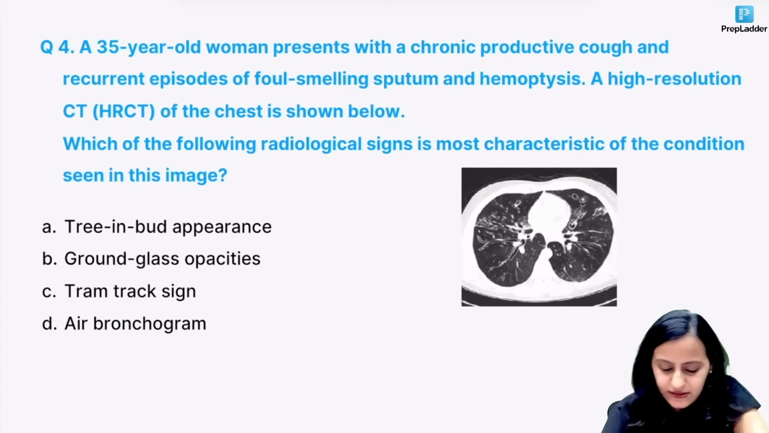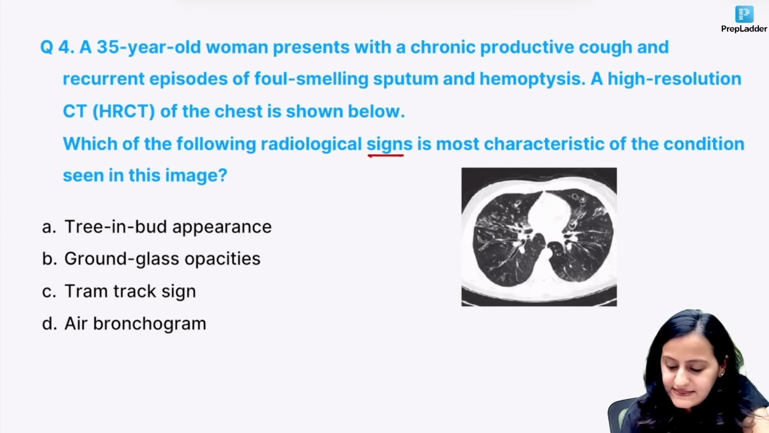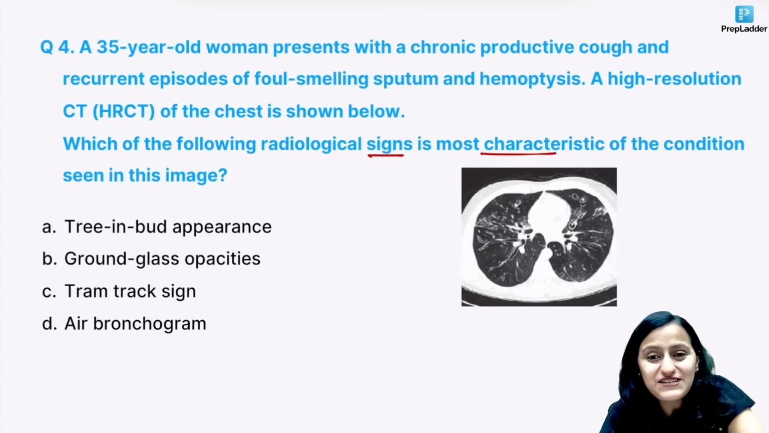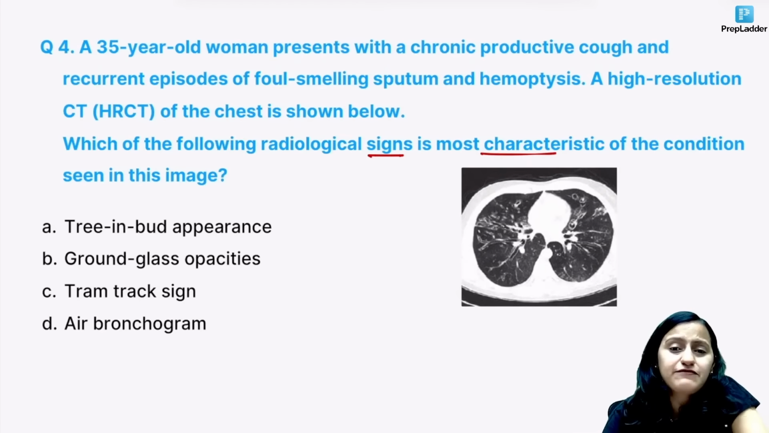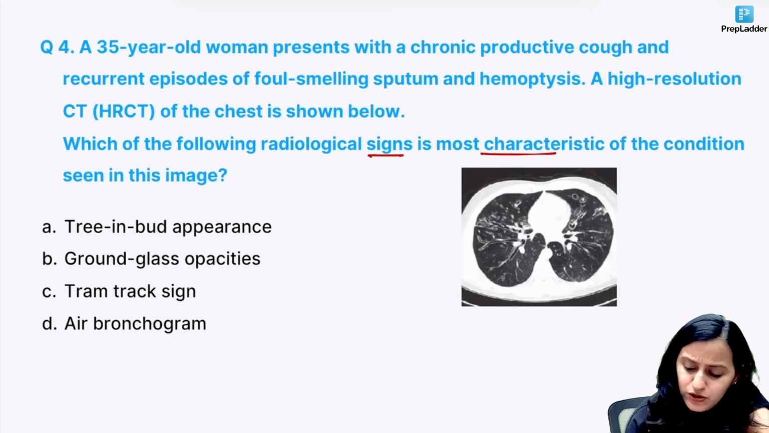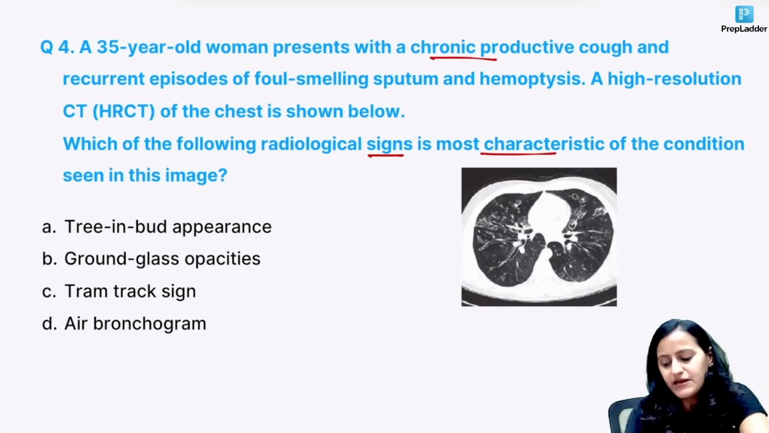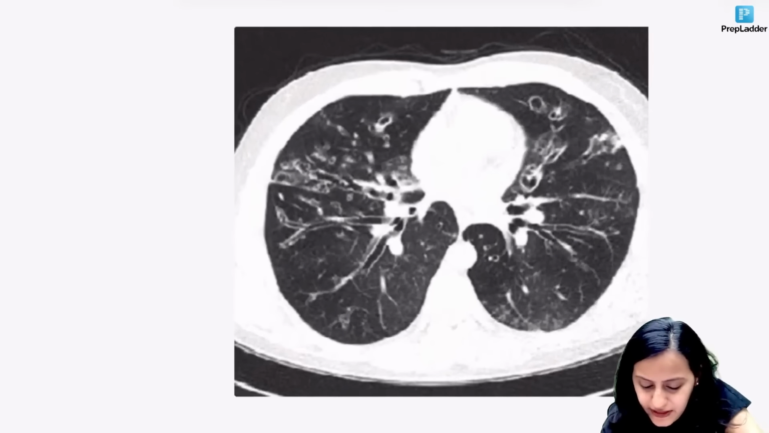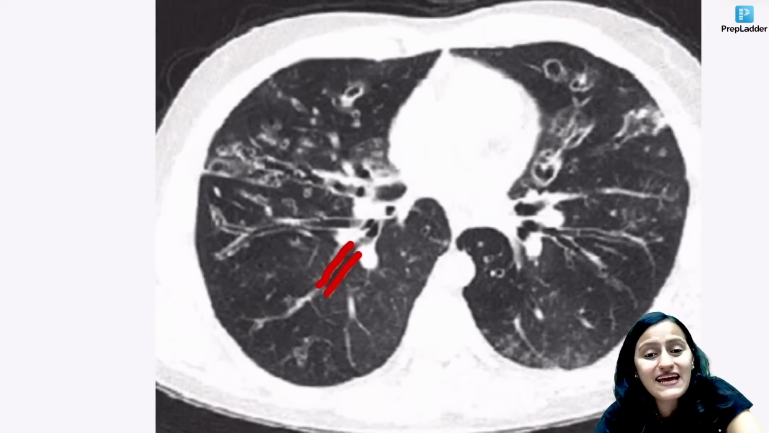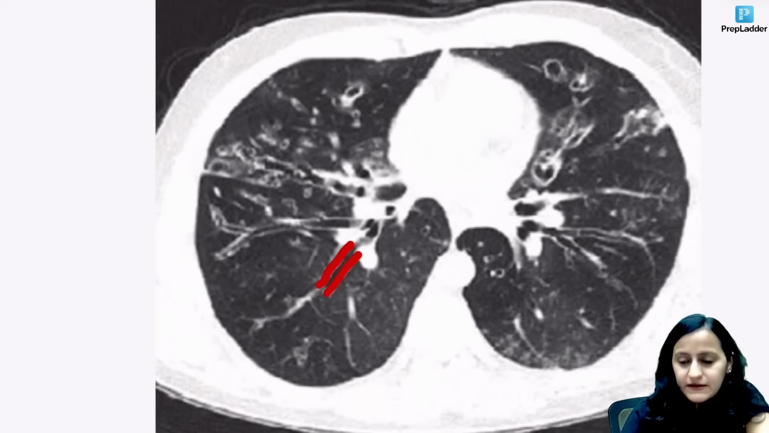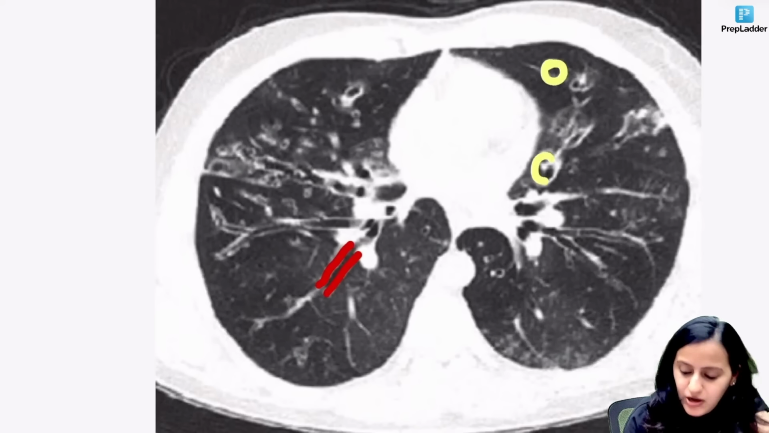Going to next one. What do you see here? Which of the following radiological signs is most characteristic of the condition seen in this image? So first you have to identify the condition and then you have to talk about the sign which is seen there. So 35-year-old woman, chronic productive cough, recurrent foul smelling sputum, hemoptysis is given. And if you look at the image, what are you seeing? Look at this black. What are these black? Black is air containing bronchi. The bronchi are prominent. The bronchi are dilated.